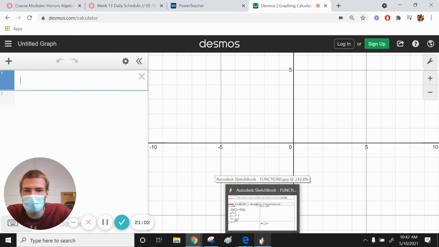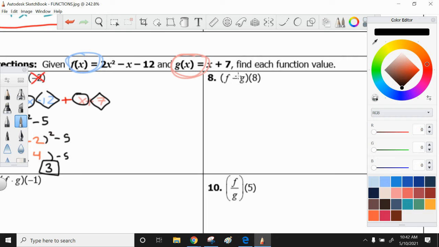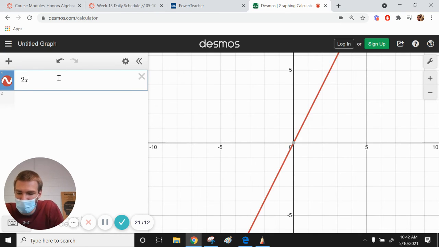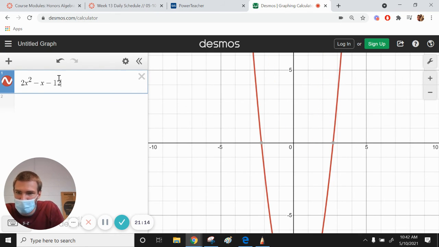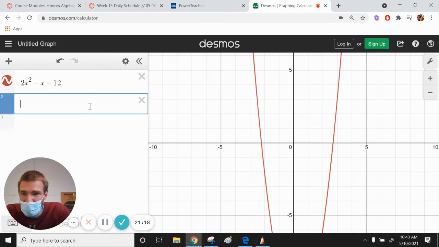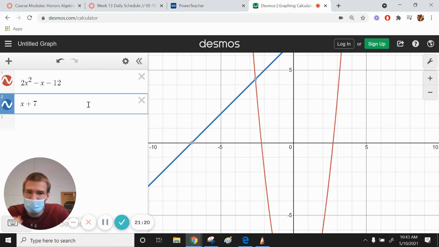Now, the first thing that we need to do in Desmos is type in what is f and what is g. So that would be 2x squared minus x minus 12. I always double check. And g would be x plus 7. So these are our two functions.